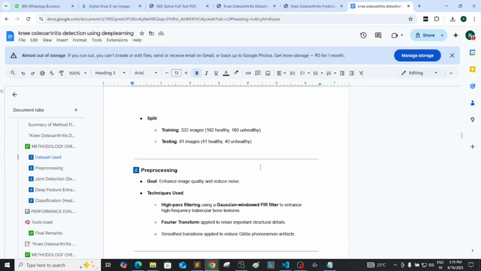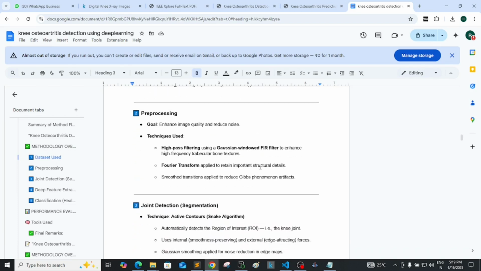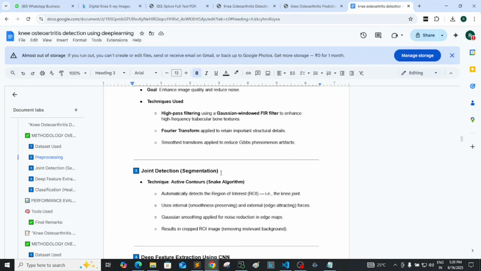So they are splitting the dataset under the pre-processing. This paper is doing a little bit to make sure it works better. They are using high pass filters like Gaussian window FIR filters and Fourier transforms, and this is done not with the help of Python. They did it with the help of MATLAB.